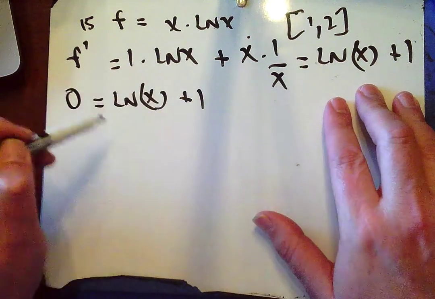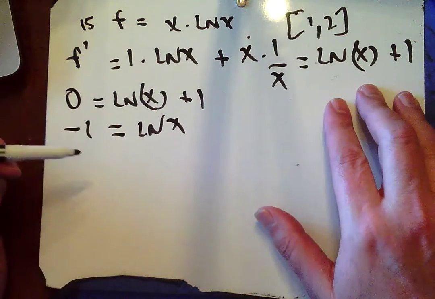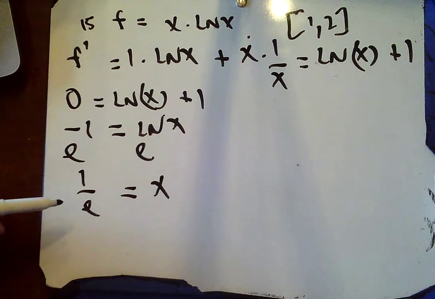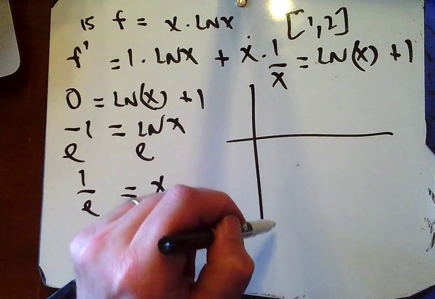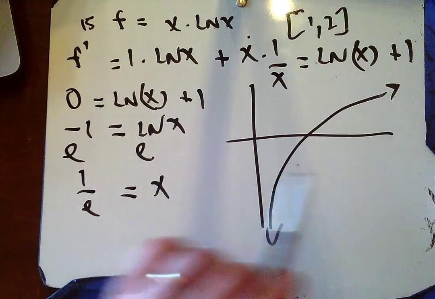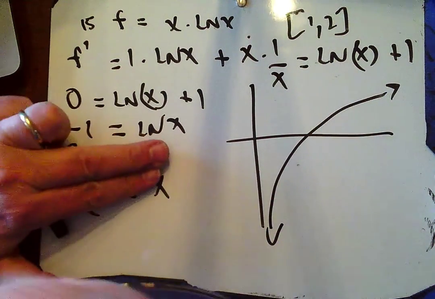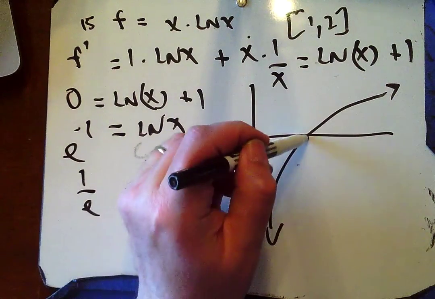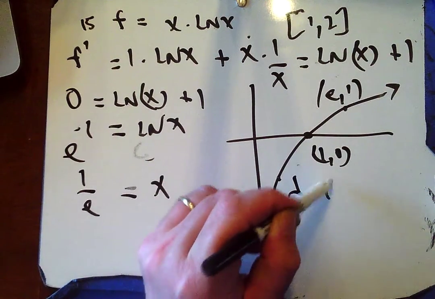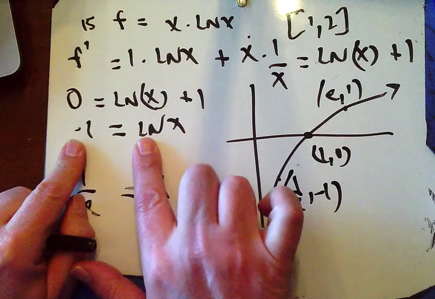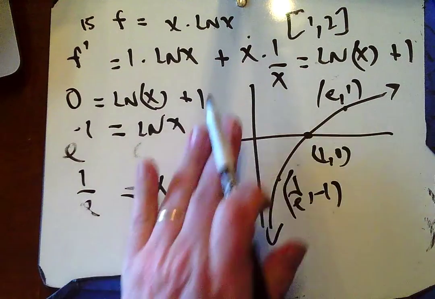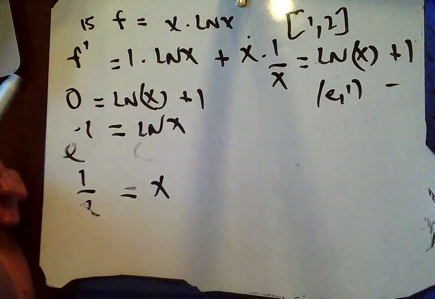Ln of x plus 1, negative 1 equals ln of x. And then I exponentiate and get x equals 1 over e. And you knew that already, right? Because you know the graph. There's our graph of ln of x. Or did I want ln of x plus 1? I think no, because this was the thing that I was wondering about. When does ln equal negative 1? And we know our reference points, e, 1, and this one is 1 over e, negative 1. So when is ln equal to negative 1? At the point 1 over e. Yeah. Okay, so we've got a value.